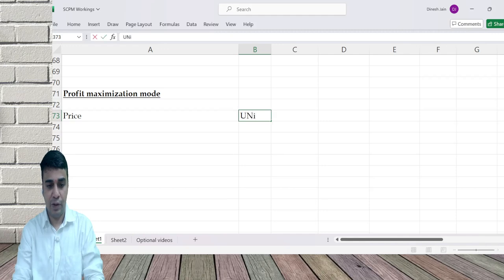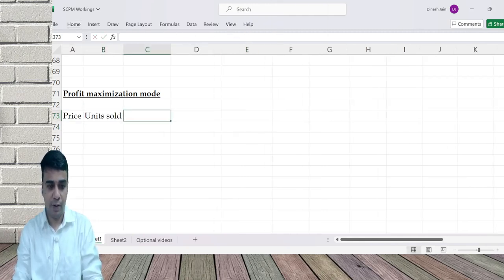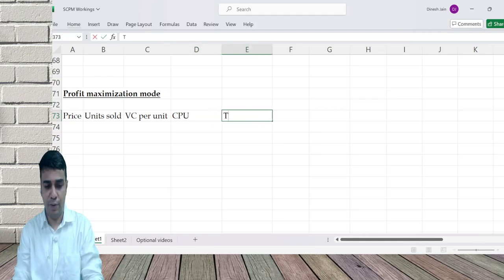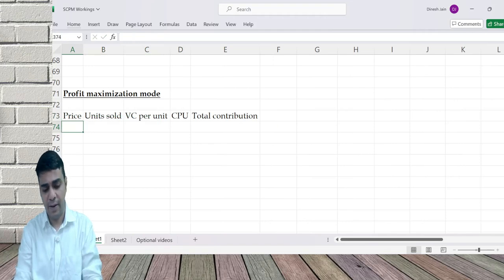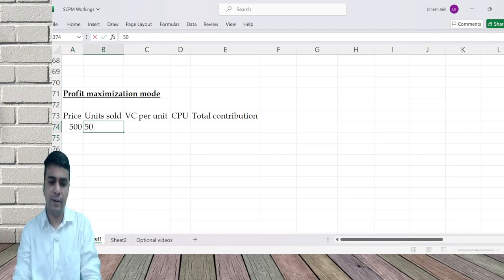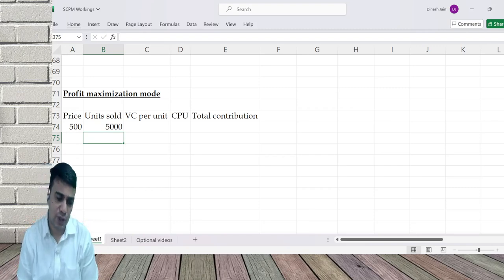Price, units sold, variable cost per unit, contribution per unit, total contribution. Let's take the price to be 500. At 500, today I am selling 5,000 units.